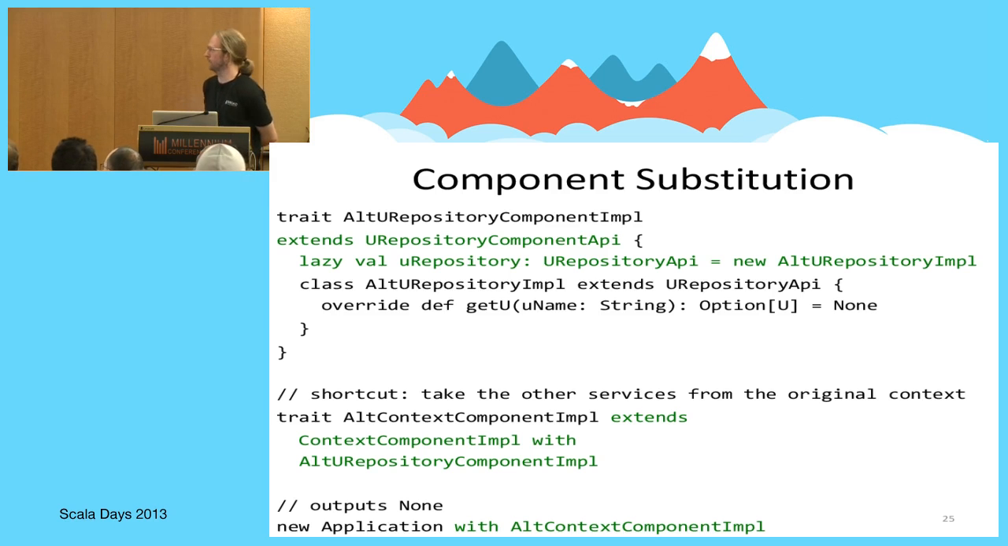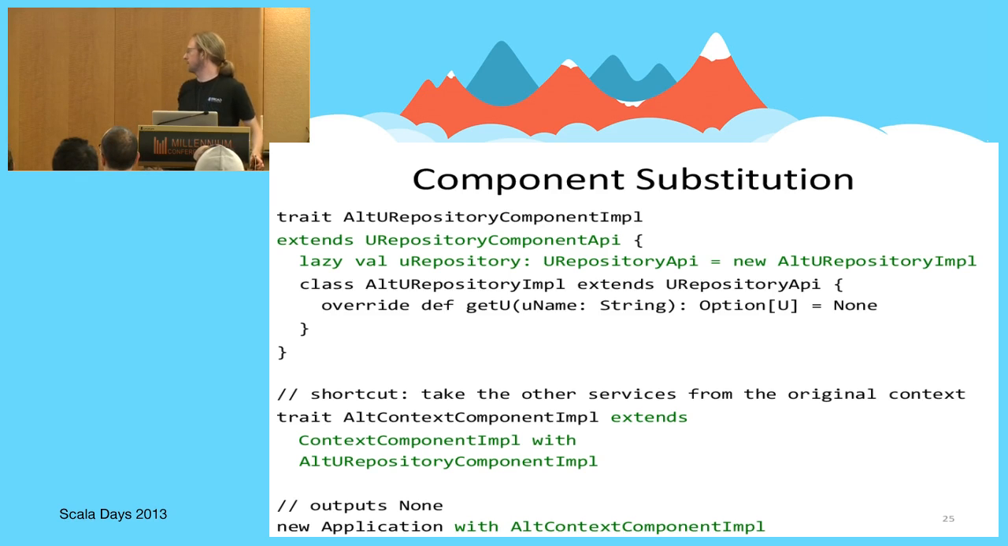So component substitution is sort of the same idea. I have an alternative version of my repository, but the component wants to put it at the same injection site as the thing that it's standing in for. So you'll see there the lazy val uRepository in green is just going to provide an alternative version of the repository at the injection site.